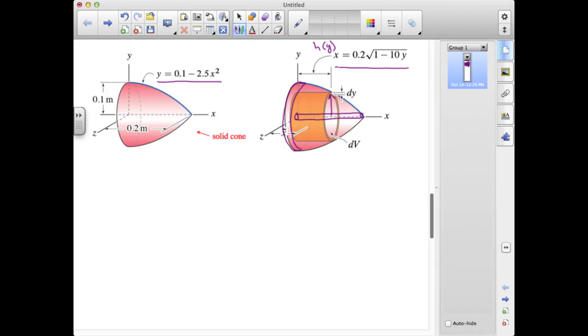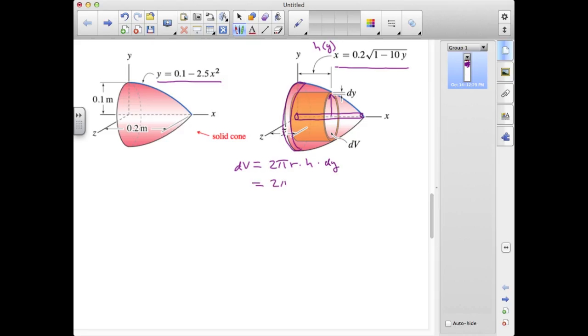And so what we're going to get now for the differential element dV, it will be the circumference of the cylindrical shell, which is 2 pi r. r is going to be equal to y, but I'll just leave it as 2 pi r for the moment, times the height times the thickness. So the 2 pi r times the height is the surface area of the shell, and then its thickness is just dy.